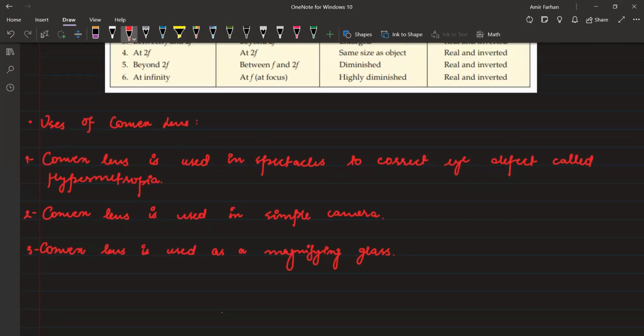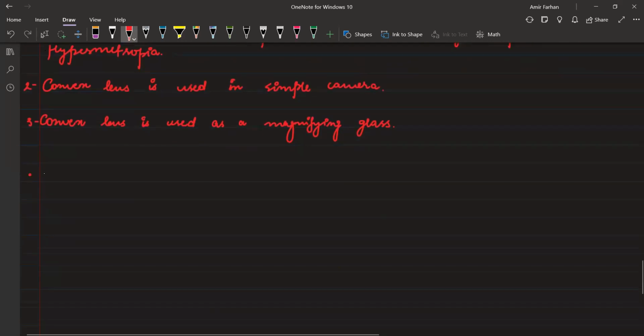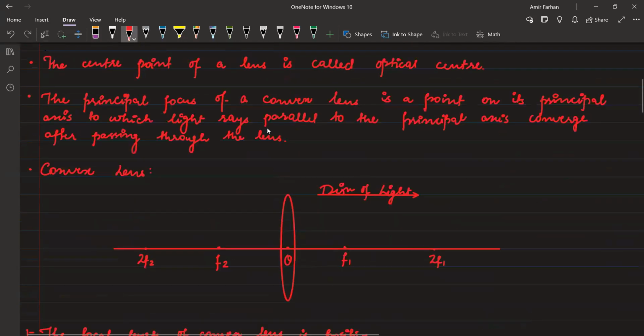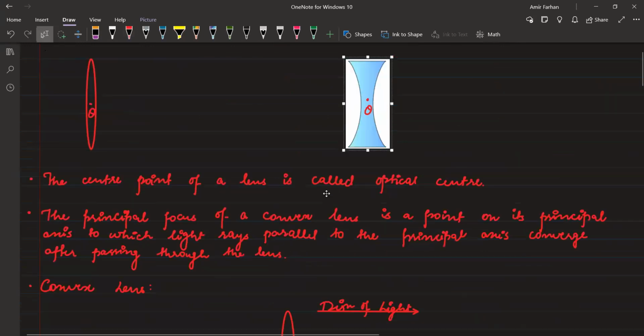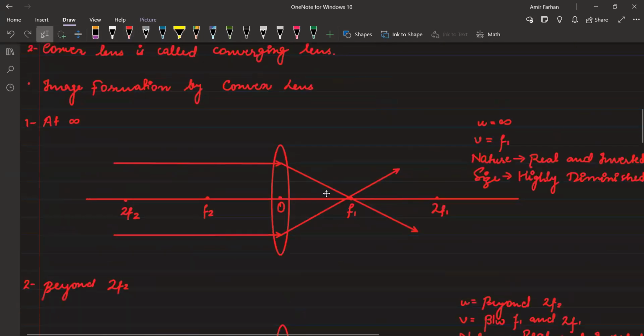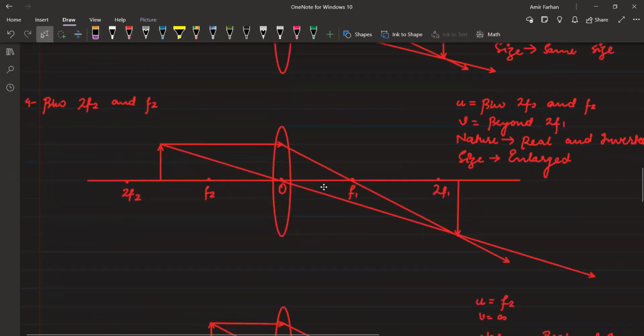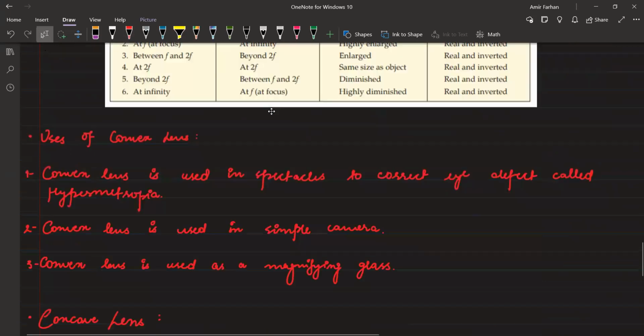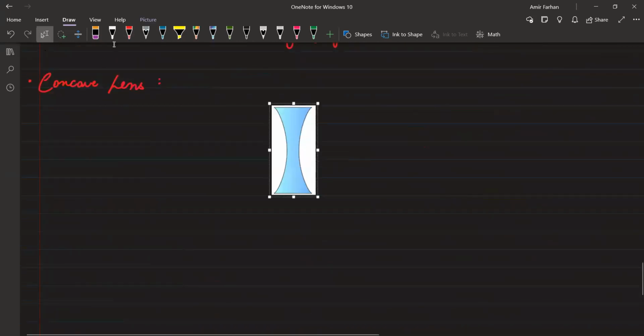Okay. Now it's time to move forward to the concave lens. Next thing that we have is concave lens. So concave lens is called a diverging lens. Just a moment. Let me take the picture of this. So all of you can see this.